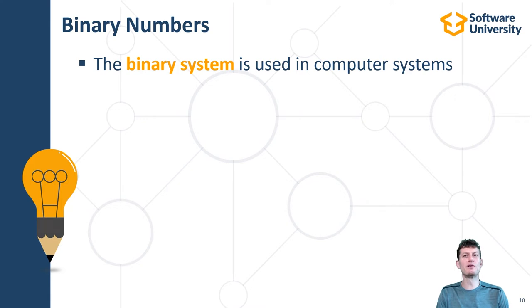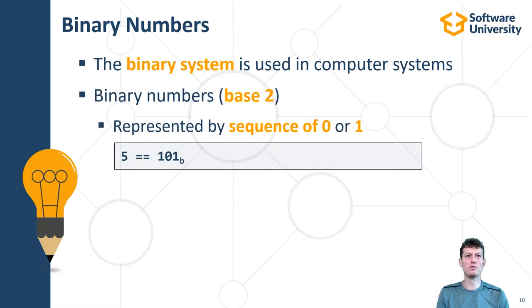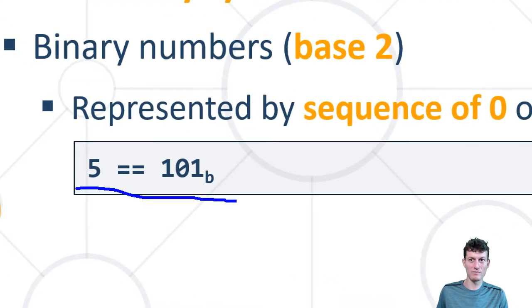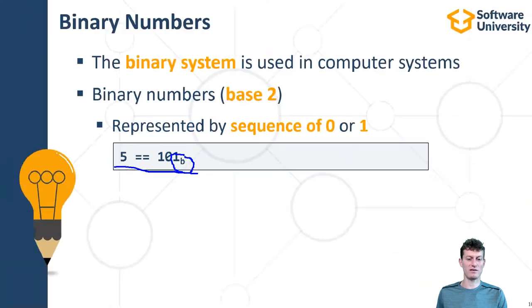The binary numeral system is fundamental for computer systems. It uses base 2 and only two digits, 1 and 0. Binary numbers, numbers of base 2, are sequences of zeros and ones. For example, 5 in decimal is equal to 101. In binary, we denote binary numbers with the small suffix b at the end.